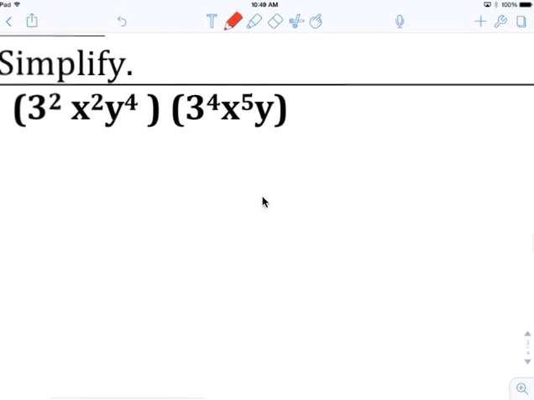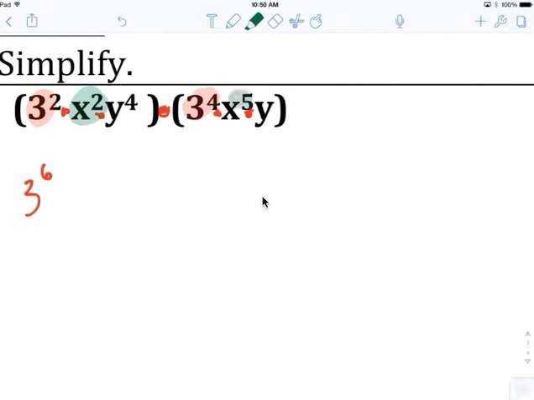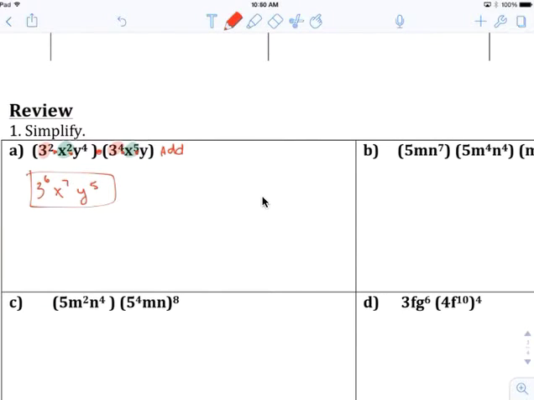Now simplify this. You don't distribute anything because there's no number on the outside, so all this means is times. Okay, and these two are like terms. They're not called like terms, but the bases are the same. We add, we do 3 to the 6th power, and then the next one is the x. The x has the same base. We add the exponents, x to the 7th. So remember, we're adding exponents here, and y to the 5th power. And that's our answer. It just says to simplify.